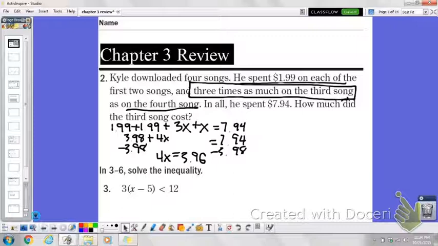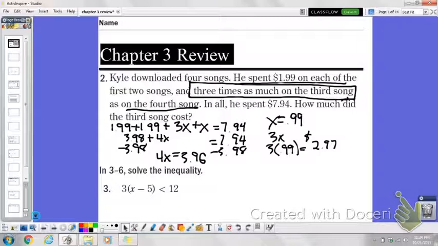And then we'll just have to divide both sides by 4, giving us x equals 99 cents. Now remember that x stood for the cost of the fourth song, so to find the cost of the third song, we have to take 3 times x, or 3 times 99 cents, which is $2.97. So the third song cost $2.97.